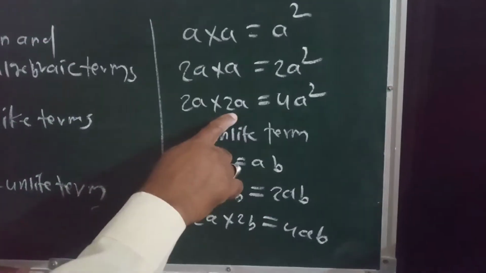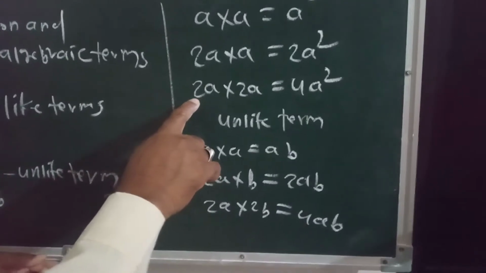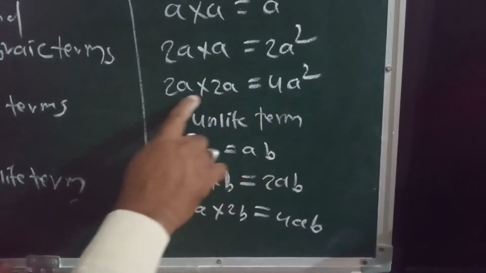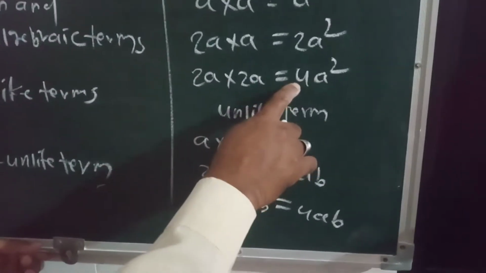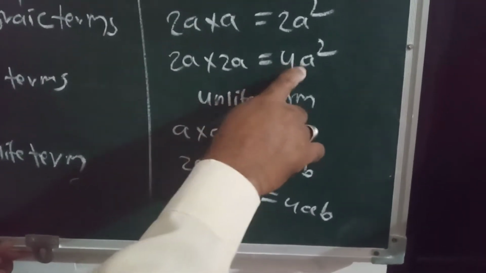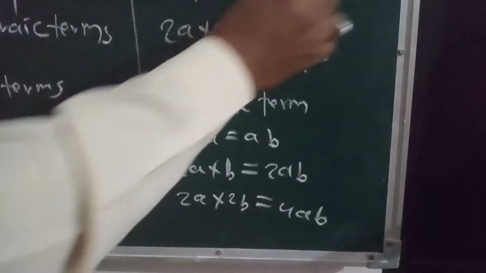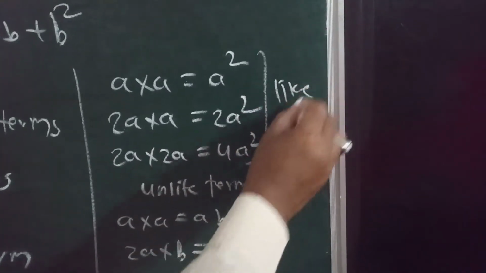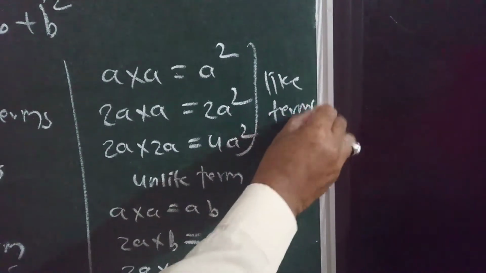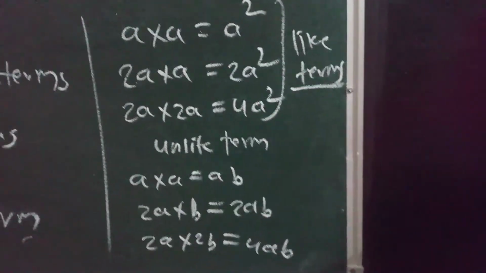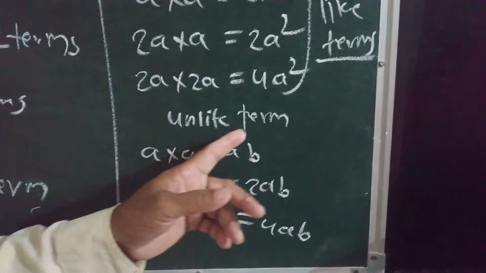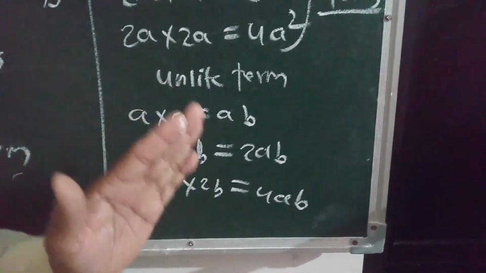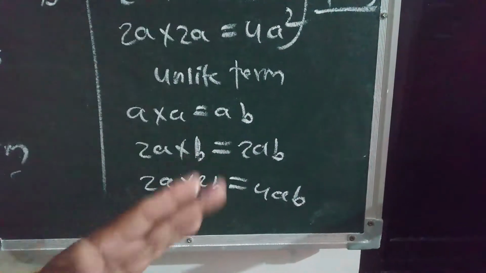Here 2a into 2a, 2 and 2 are the coefficients, so we first multiply 2 into 2, 4, and a into a, a square, so we get the answer 4a square. These are like terms. Multiplication of like terms. So what about the multiplication of unlike terms? We can multiply unlike terms also.